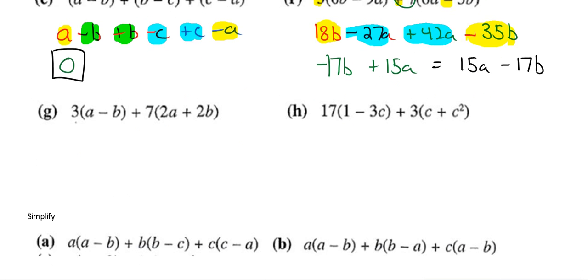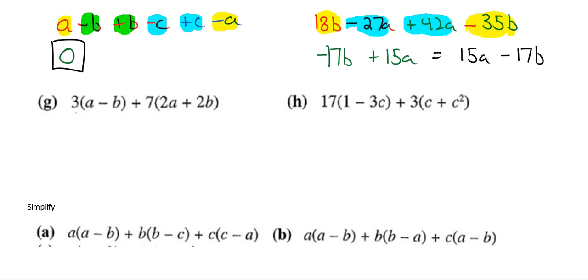All right, moving on to question number G now. Same idea. I have a 3 on the outside, so let's distribute that right through the brackets. So this would be 3a minus 3b. Then this positive 7, distributing that right through, that's going to be positive 14a plus 14b.